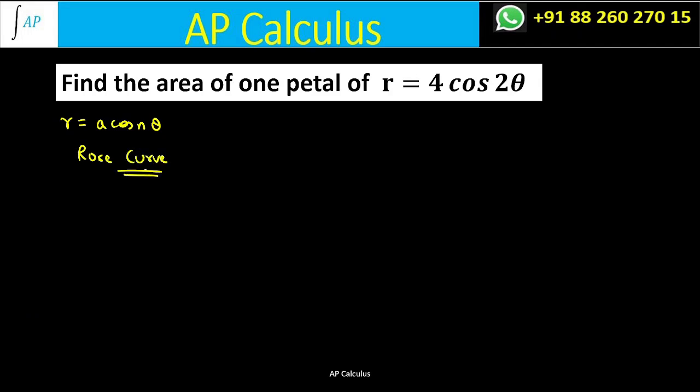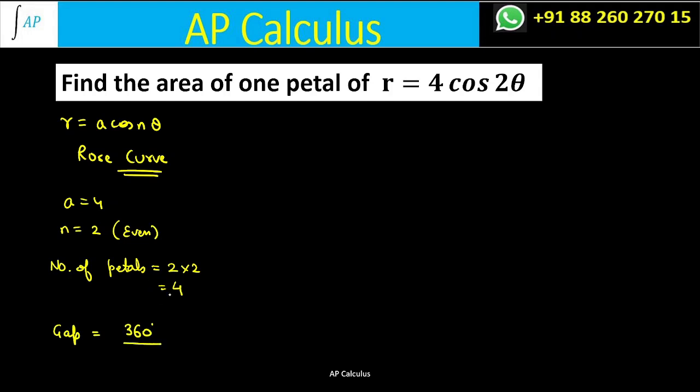So first let's understand how to draw this graph. What is the value of a? It is 4, which indicates the length of the petal, and n over here is 2, which is even. When the value of n is even, the number of petals will be double of it, so 4 petals will be there. Since it is the cosine curve, it will start from the x-axis. The first petal will be on the x-axis, and what will be the gap? Total angle is 360 degrees divided by the number of petals, which is 4. So each petal will be at a gap of 90 degrees.